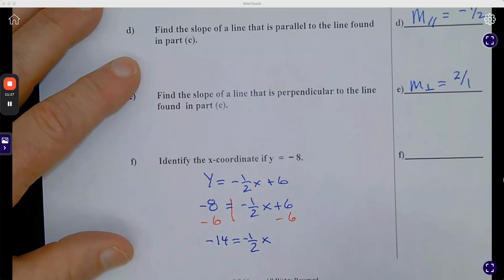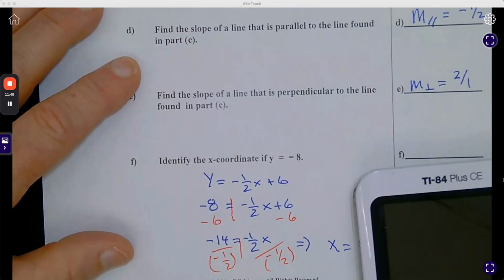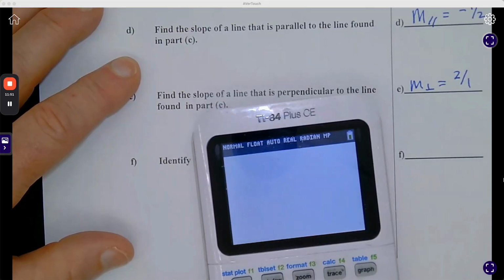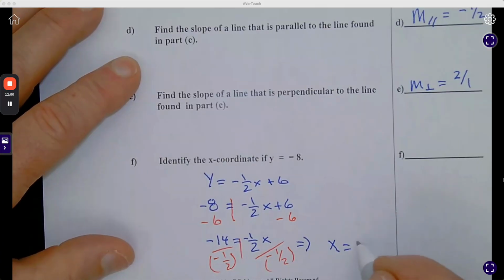Now I'm going to divide by that fraction in front of x. And remember, when you divide by a fraction, you must put it in parentheses. Otherwise, you'll get the wrong answer. Negative 1/2 divided by negative 1/2 is 1, right? So that's 1x. I can flip the sides. That's okay. And then negative 14 divided by negative 1/2 in your calculator, it's going to look like this. Negative 14 divided by negative 1/2. Make sure you put that in parentheses. That's 28. So x equals 28.